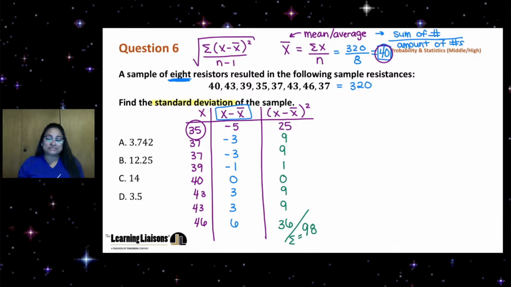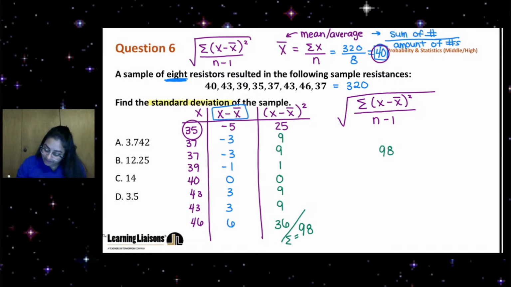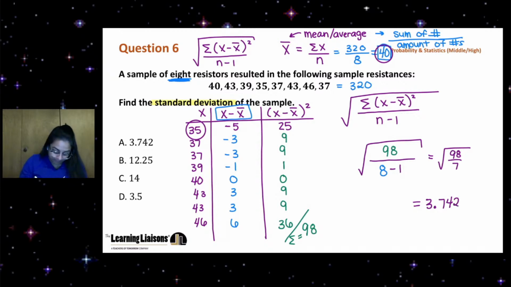The sum of the last column is 98. So now when I plug it into my formula, I'm going to write my formula first: the square root of the sum of x minus x bar, or the mean, all squared, divided by n minus 1. My numerator is going to be 98, because we calculated that. And we're going to divide that by how many numbers we have, which is 8, and subtract 1, and keep the square root. So 98 divided by 7, that's what it turns into, the square root of 98 divided by 7, and it happens to give us a value of 3.742, which is A.